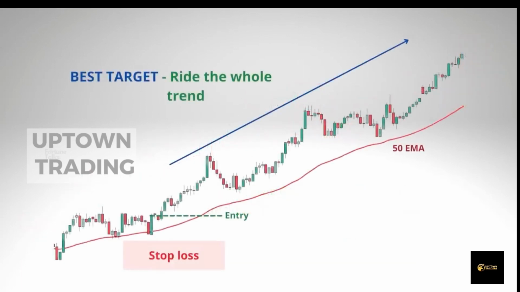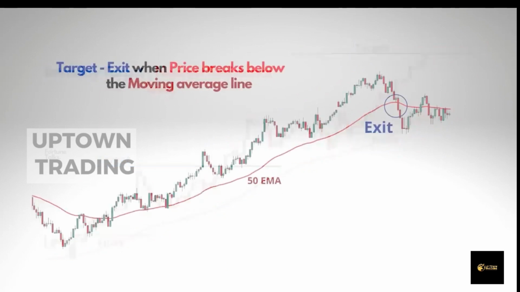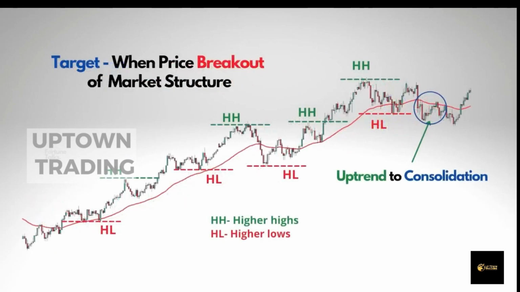Finally, riding the trend till the end is the best possible target. In case of an intraday trader, look to place the nearest resistance as the target. And for a swing trader, exit the trade either when the price breaks out of the moving average line or exit the trade when the market structure changes from trending to range or consolidation.